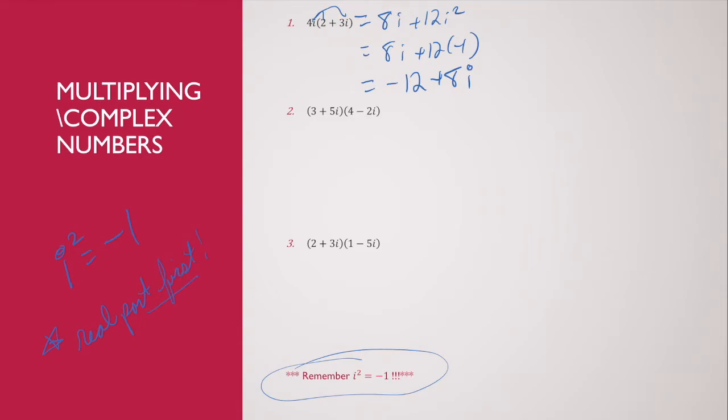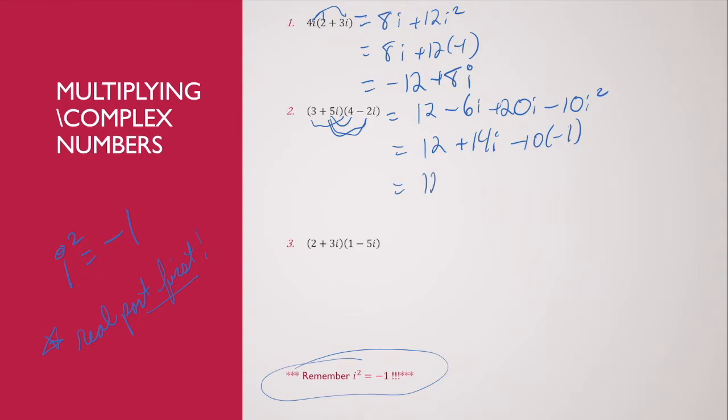Okay, let's go ahead and FOIL this next one. 3 times 4 is 12. 3 times a negative 2i is negative 6i. 5i times 4 is 20i. 5i times a negative 2i is a negative 10i squared. So I have 12 plus 14i minus 10 times negative 1. That becomes a positive 10. So I have 12 plus 10 plus 14i. Final answer is 22 plus 14i.